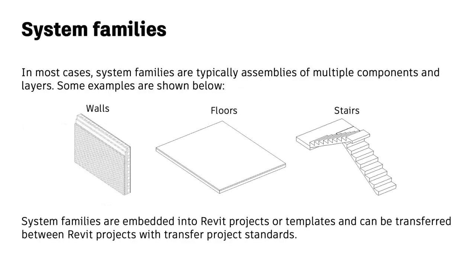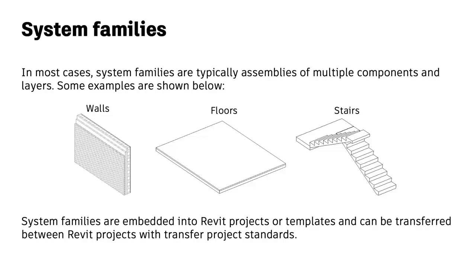In most cases, system families are typically assemblies of multiple components and layers. In the example of a wall, you may have brickwork, a cavity, blockwork, and finishes, all with different materials. The floor, again, can be comprised of different materials such as concrete, steel decking, or screed. Finally, the stairs are built up of rungs, landings, supports, stringers, and treads.